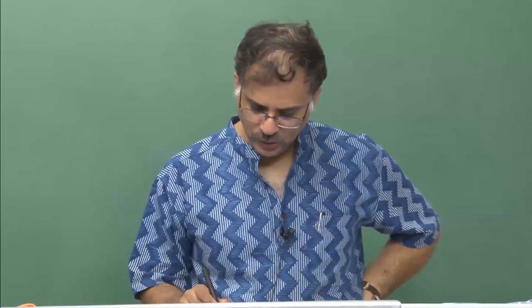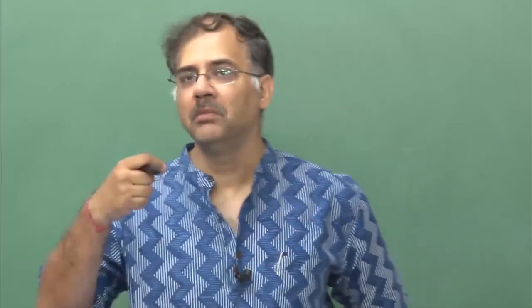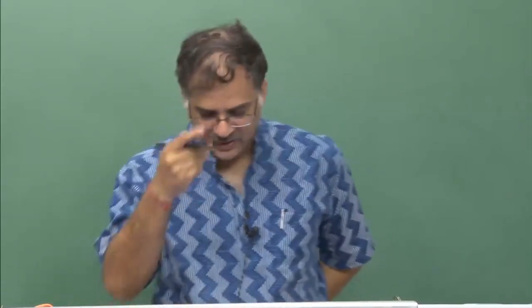So, what you do is you compute this theta. Find the minimum of... Now, what is yj? Yj is a notation which you already know. The ith component of the jth column, so yj is B inverse aj. Now, I know that this is not less than or equal to 0. So, there is some component of this vector B inverse aj that must be strictly bigger than 0. So, there is at least one yij which is strictly bigger than 0, where yij is the ith component of the jth column.